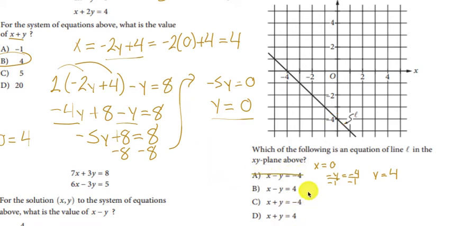For B, if we set y equal to 0, we'll get that x minus 0 equals 4, or x equals 4. But when we look at the x-intercept, we see that the x-intercept is actually negative 4. So once again, B is not the solution. For C, if we set x equal to 0, we'll get y equals negative 4. And if we set y equal to 0, we'll get x equals negative 4. And this is going to be our solution. Answer choice C.